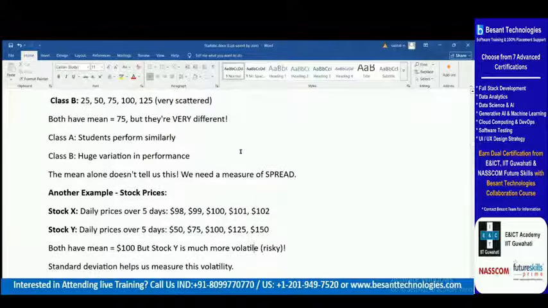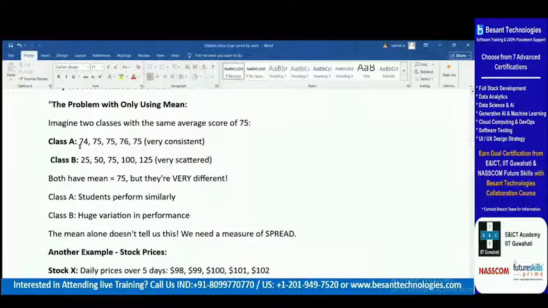So let's see how the problem is sorted out. Now I'm just going to take this class A, which is 74, 75, 76, and the data set is going to be very consistent, like 75, 74. You don't have much variation in your data set. And in class B, you have very scattered data, but when you calculate the mean, the mean is going to be the same for both class A and class B.